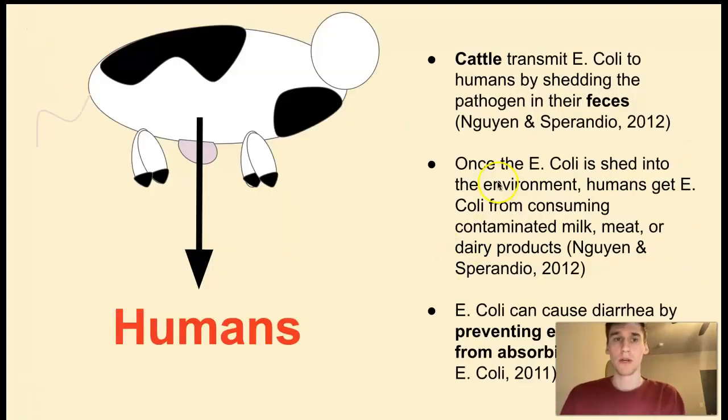Okay, so how do we get this? We get this from cattle. Usually these E. coli mature in the cattle's guts, and then at some point the cattle poop out this E. coli, and this fecal matter can get into our food, meat, milk, and dairy products specifically, and then we eat those and we get E. coli.